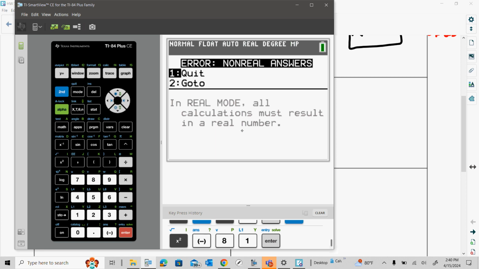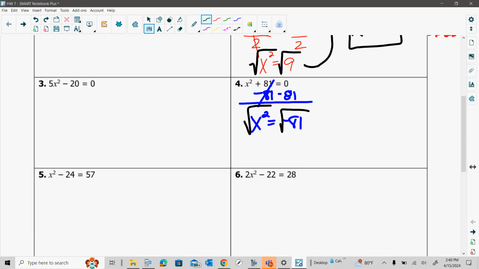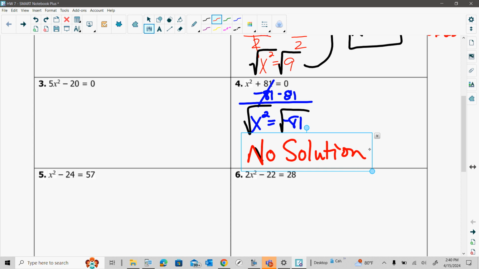So what they're trying to tell you when you get an error is that this is no solution. Basically, what you need to remember is anytime you take the square root of a negative number, it would always equal no solution.